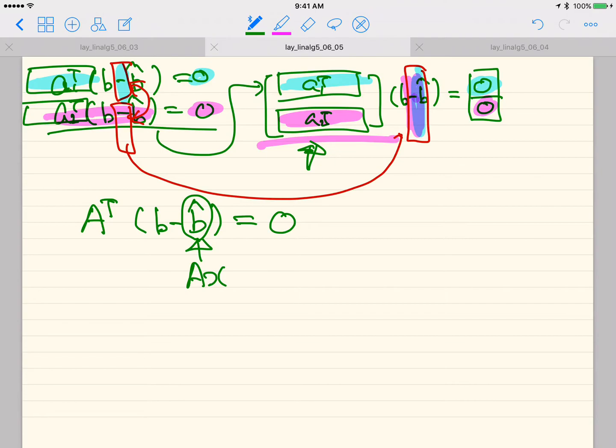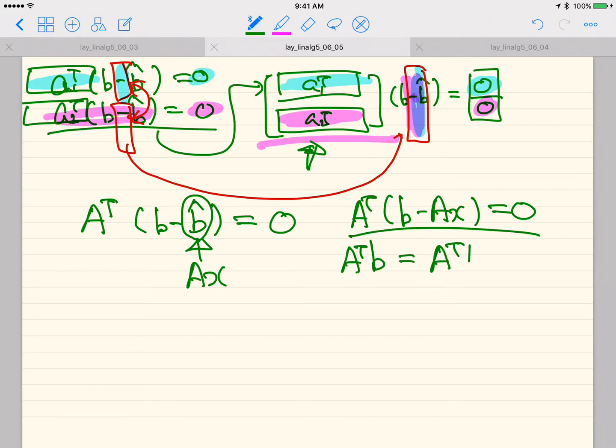So this one is AX, okay? And then A transpose (B minus AX) equals 0. Then let's just rewrite it as this one. Let me just swap the left and right-hand side. So suddenly we obtain this equation, or linear system.